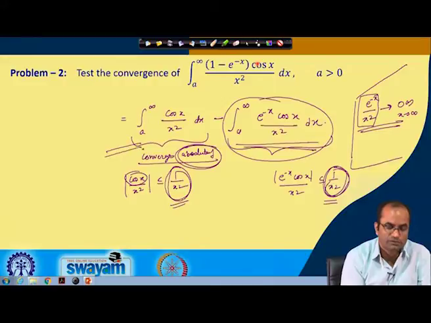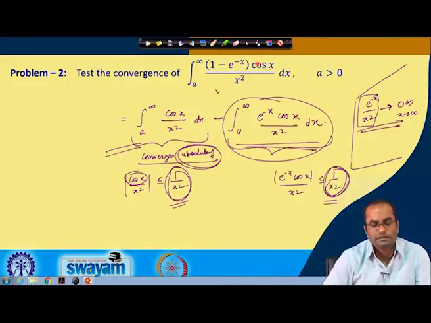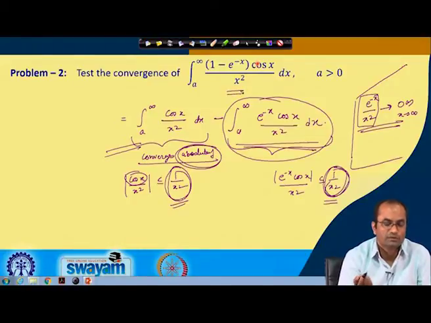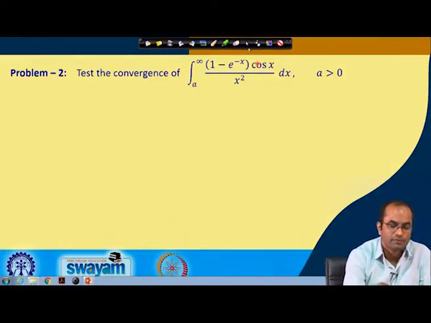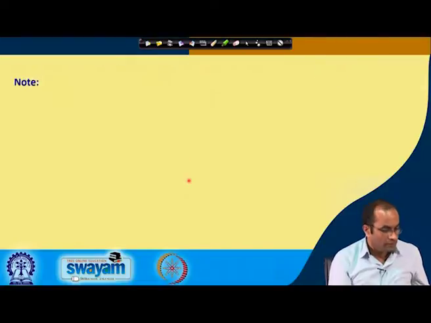So, we can show here that this also converges, and the given integral, 1 minus e power minus x cos x over x square dx, converges.